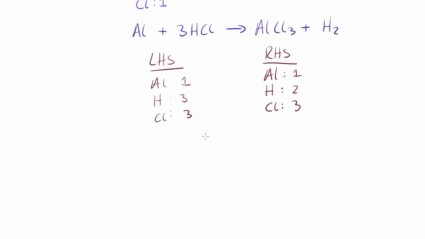Okay, so what I'm going to do is put a 1.5 in front of the H2 on the right hand side. Okay, and so I'm just going to write out what the new equation looks like. So that's going to be Al plus 3 HCl produces AlCl₃ plus 1.5 H2.